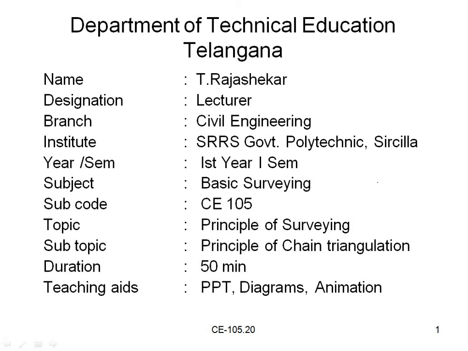Hi students. Today we are going to see the basic surveying subject, code C105. Today's topic is principle of surveying, and the subtopic is principle of chain triangulation.